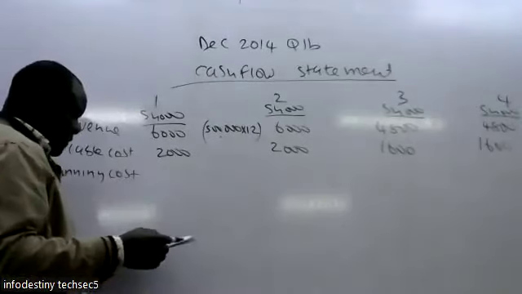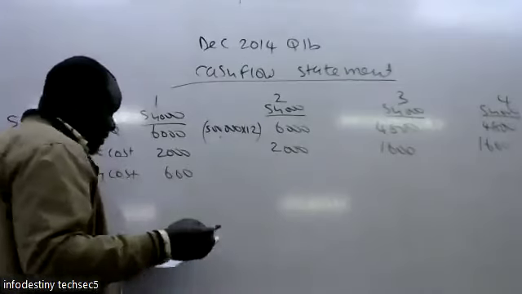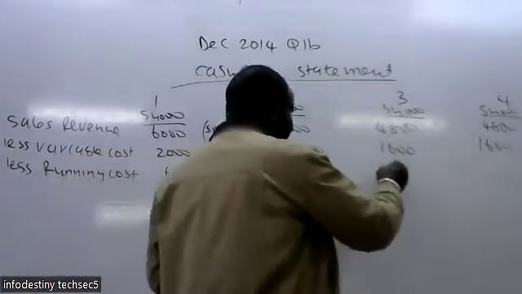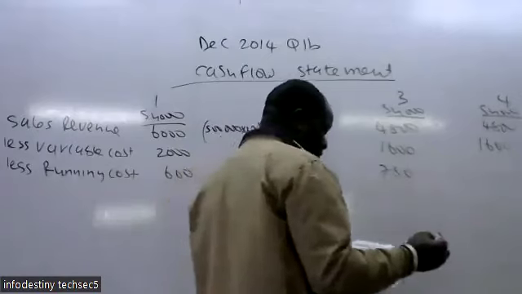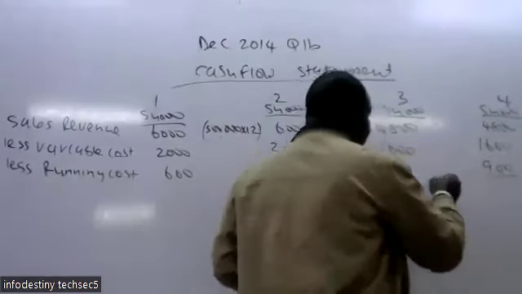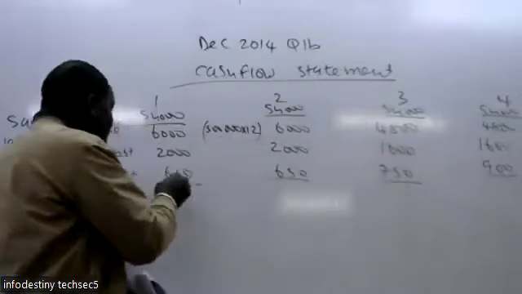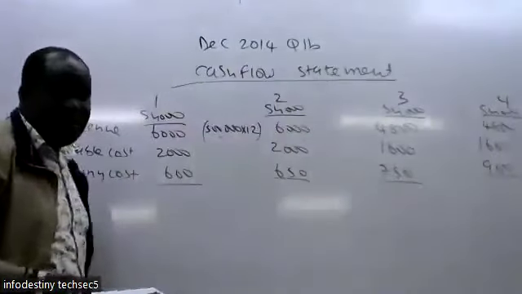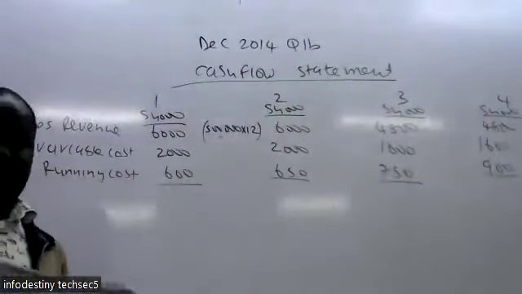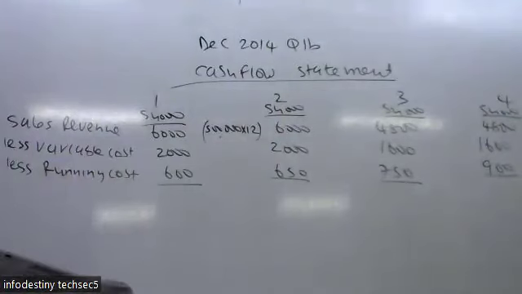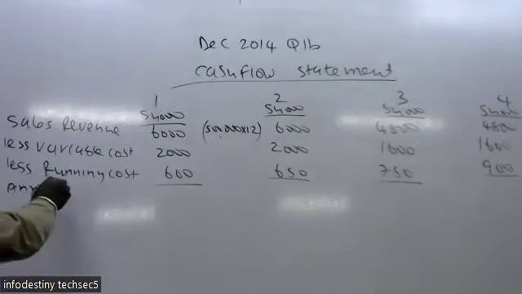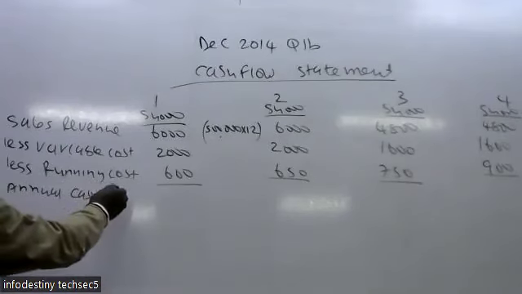So those ones were given: there is 650, there is 750, there is also 900. There was no tax, that means there is no need to depreciate the machine. There are also no fixed costs that were given. So now this should be the same as our annual cash flows.